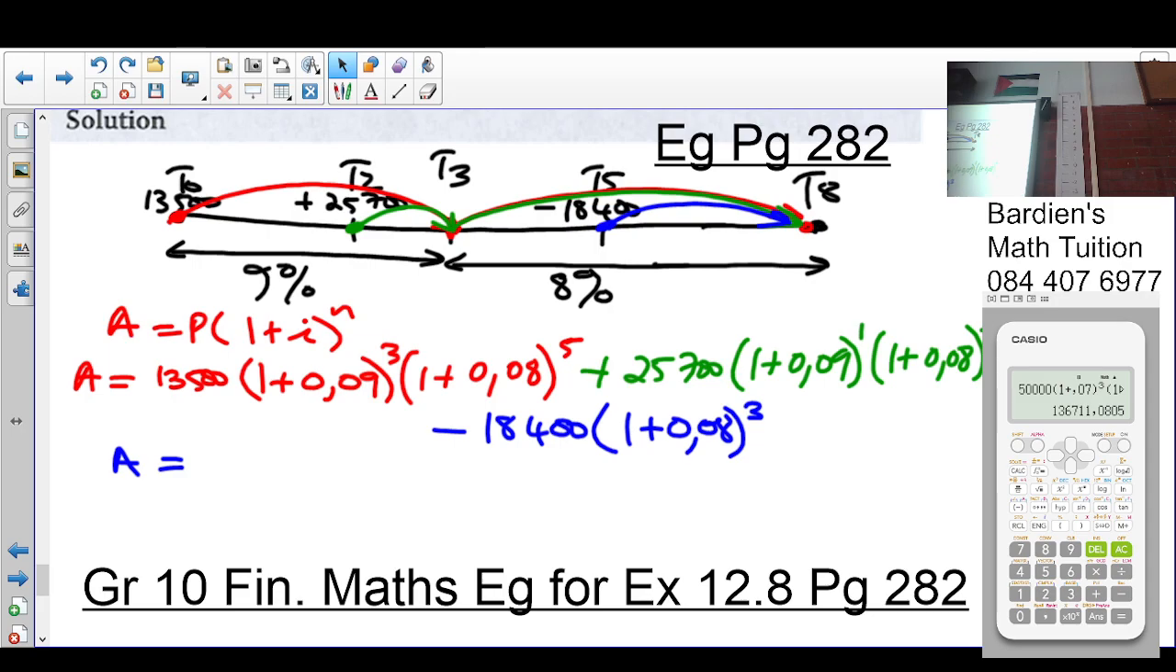Alright, so let's go with it. 13,500 into 1 plus 0.09, so it's 1.09 to the exponent 3, into 1.08 to the exponent, plus 25,700 into 1.09 to the exponent 1 times 1.08 to the exponent, minus 18,400 into 1.08 to the exponent 3. I get 43,600 rand and 69 cents.